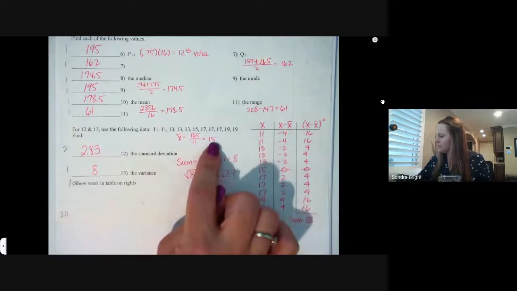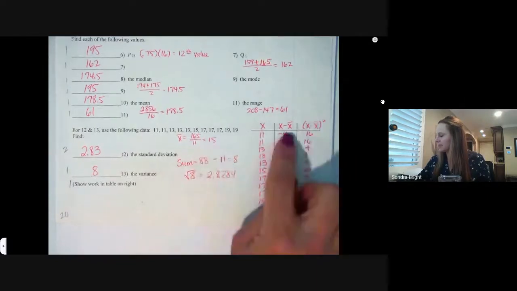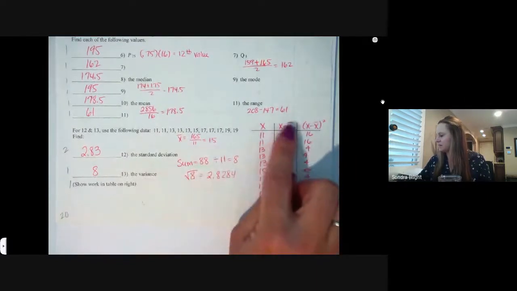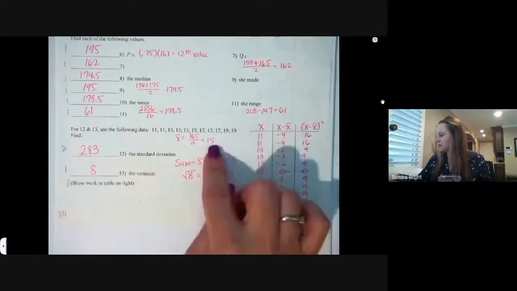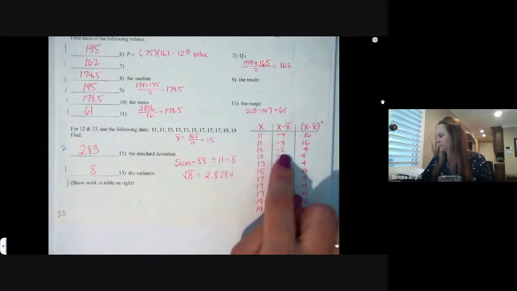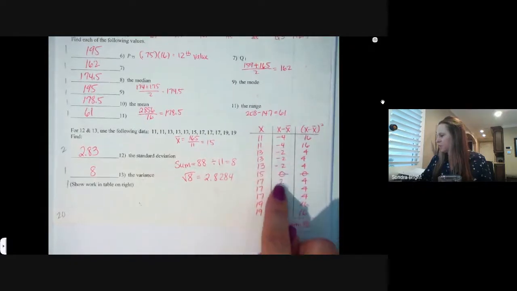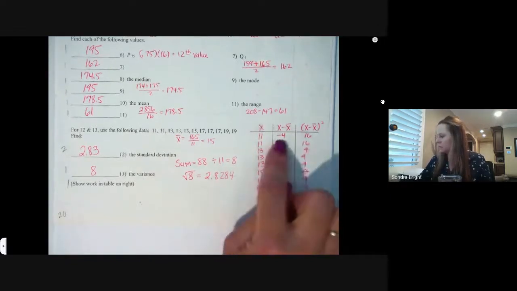So then in this middle column, I'm going to go x minus the mean. So 11 minus 15 gives you -4. That repeats. 13 minus 15 will give you -2. So you list all of those out, right? Subtracting each point from 15. And then you square it. When you square a negative, it's positive. So all of these values will always be positive.